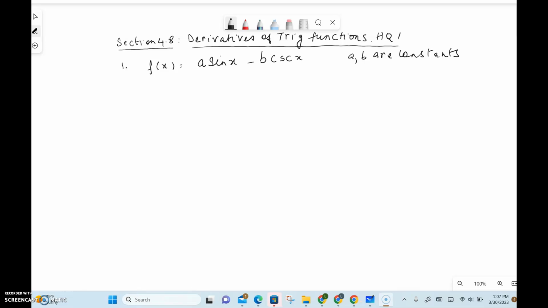So here we are going to use the derivatives of trig functions. So d by dx of sine of x is equal to cosine of x, and d by dx of cosecant of x is equal to negative cosecant of x cotangent of x.